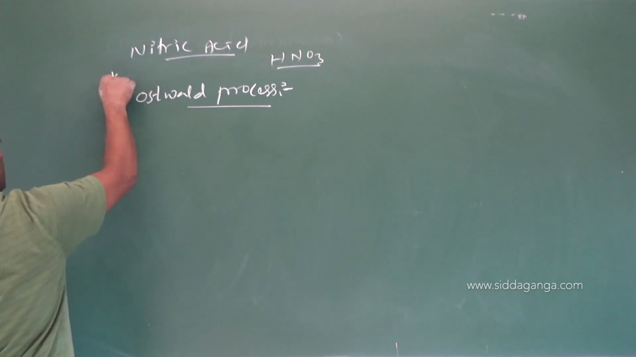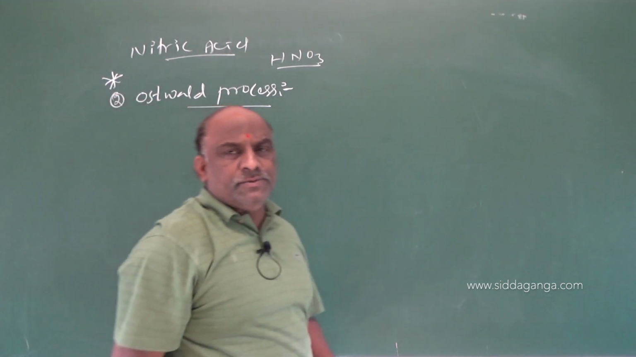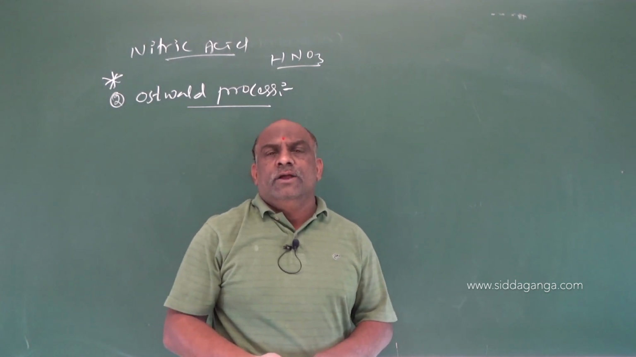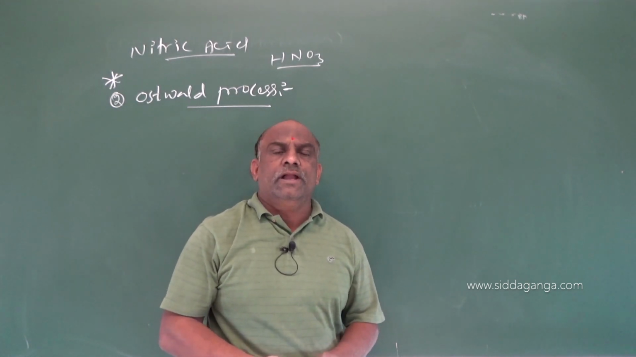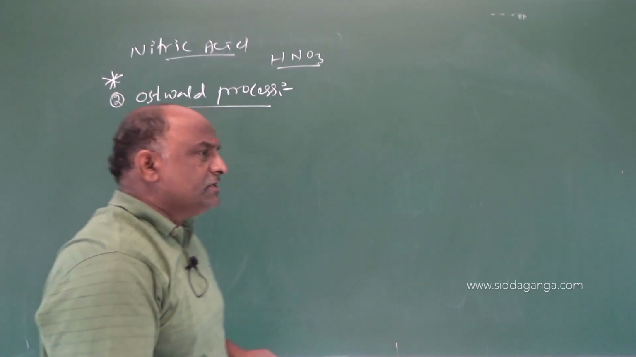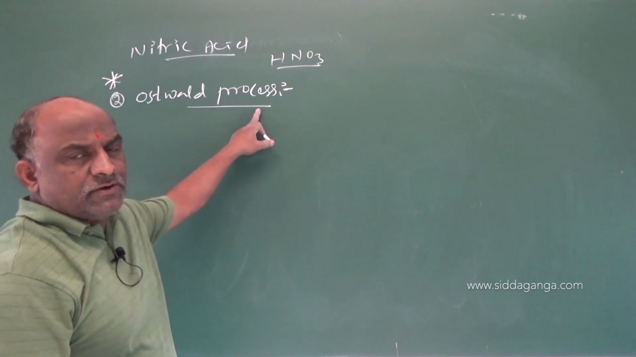Very important, my dear students. In NCERT you should give special focus to the Ostwald process. The Ostwald process is the manufacture of nitric acid on a large scale. In the laboratory, we discussed the first method. On a large scale, nitric acid is manufactured by using the Ostwald process.